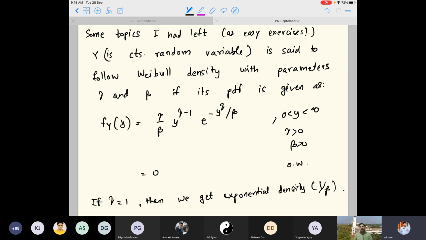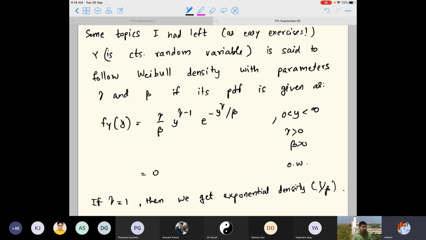Because what do you get? 1 by beta, y to the power 1 minus 1, which is y to the power 0, so that will be 1. So 1 by beta, e to the power minus y by beta. That is the exponential density with parameter 1 by beta, so lambda is equal to 1 by beta. Sorry, my handwriting is really very bad. This is y to the power gamma, minus y to the power gamma. You put gamma equal to 1 here, and you get the exponential density.